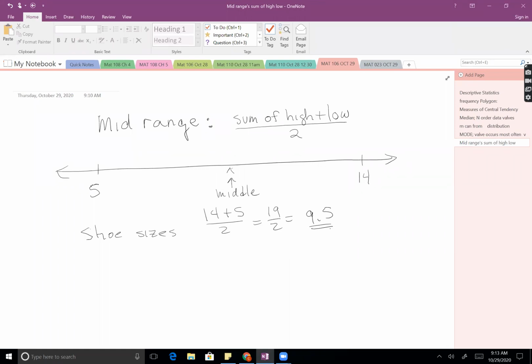One example where mid-range is used is if I was looking at weather data and I want the average temperature for a given day. For the average temperature on any given day, do you think they're going to take the temperature every hour and divide by 24? Do you think they're going to take the temperature every minute and divide by the number of minutes? No, what they're going to do is they're going to take the highest plus the lowest and divide it by 2. And so that's where you get some of that average data.